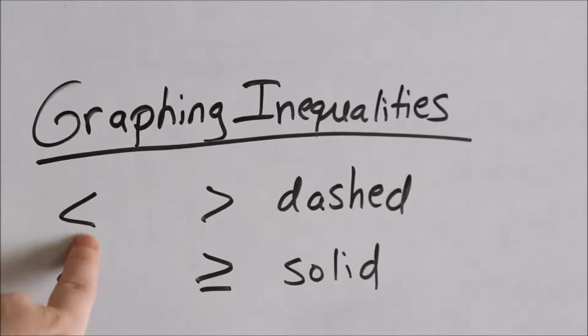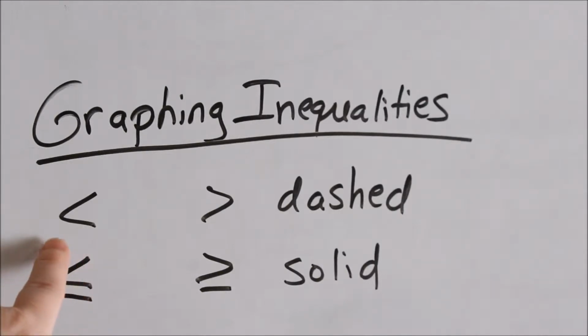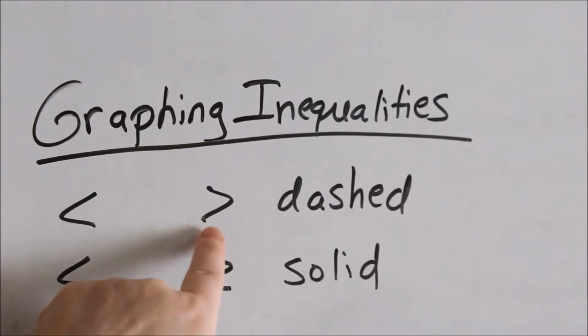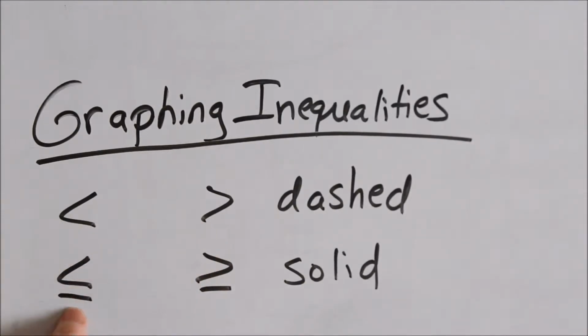As a reminder, this reads less than if you're reading from left to right. If I read from left to right, I'll get to the smaller side first, and so that would be less than. This one will be greater than. This one with the line underneath it reads less than or equal to, greater than or equal to.